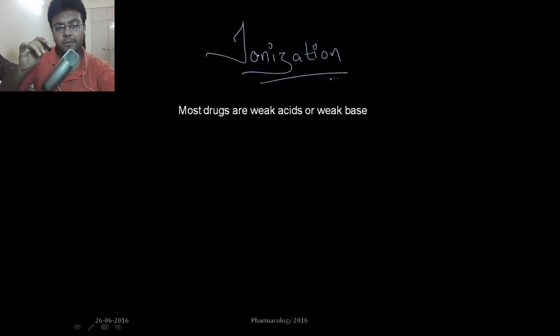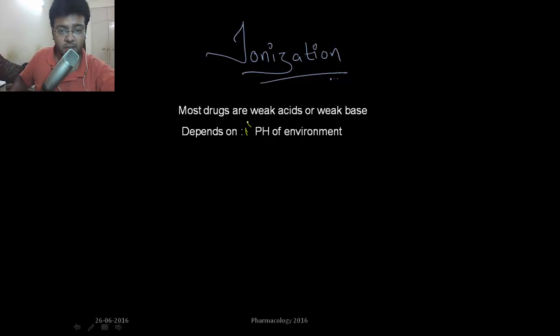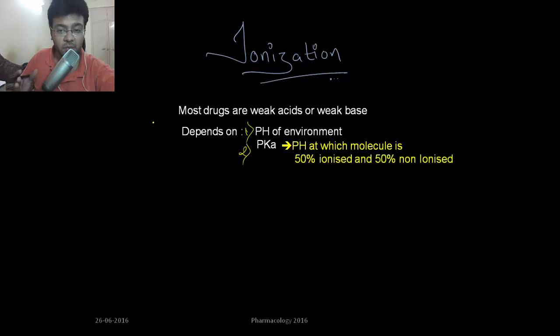We'll be looking at one of the most important topics of general pharmacology: ionization. What is ionization? Let me put it this way. Most of the drugs are either weak acids or weak bases. That means the degree of ionization of that drug depends on two things: one is the pH of the environment and the second is the pKa value of the drug. What is the pKa value of the drug? It is the pH at which a drug is 50% ionized and 50% non-ionized.